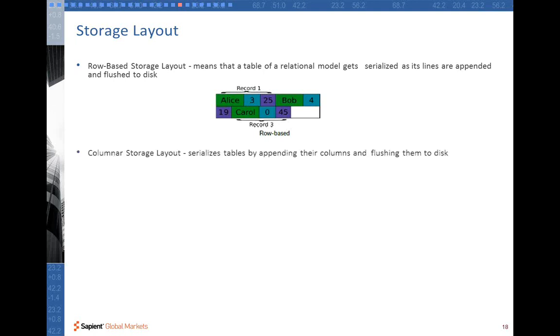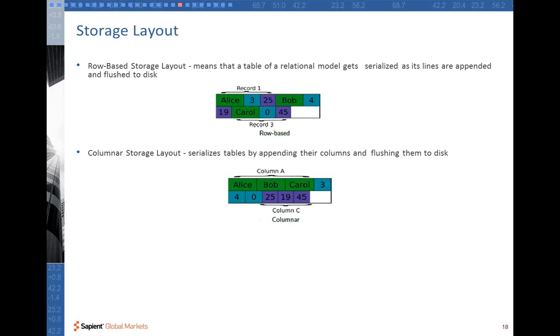Moving to the second, the columnar storage layout, which serializes tables by appending their columns and flushing them to disk. Therefore, operations on columns are fast and cheap, while operations on rows are costly and can lead to seeks in a lot or all of the columns. A typical application field for this type of storage layout is analytics, where an efficient examination of columns for statistical purposes is important. Examples include KDB, SAP HANA, and Microsoft SQL Server 2012 Enterprise Edition.